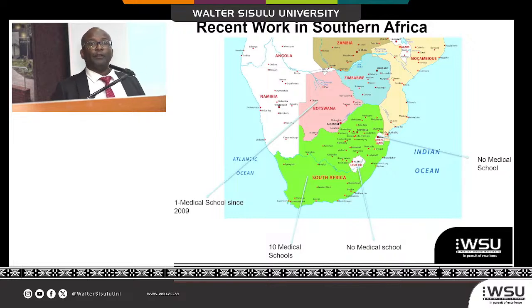In Lesotho, we interacted with the Ministry of Labor, of Health, and the National Manpower Development Secretariat, which is responsible for training of any cadre in Lesotho. In Eswatini, the Ministry of Labor and Health. In Botswana, the Ministry of Education, equivalent to our Ministry of Higher Education in South Africa, and also the Ministry of Health.